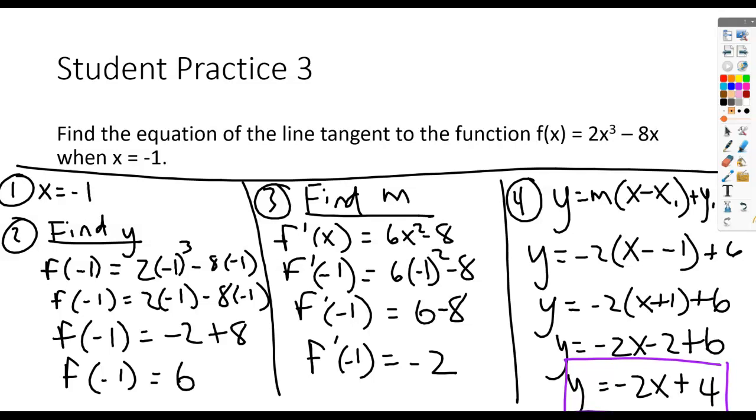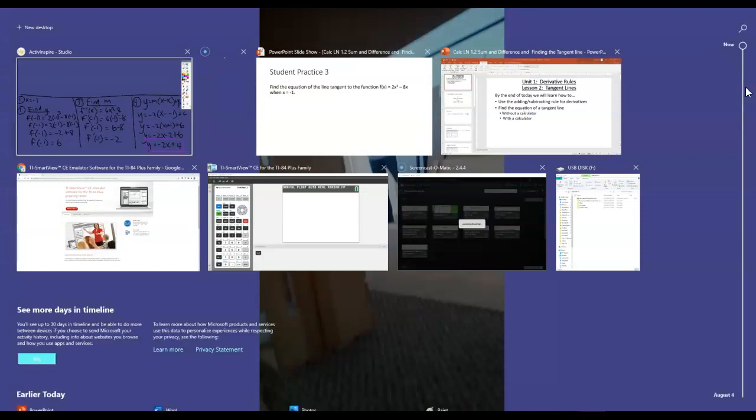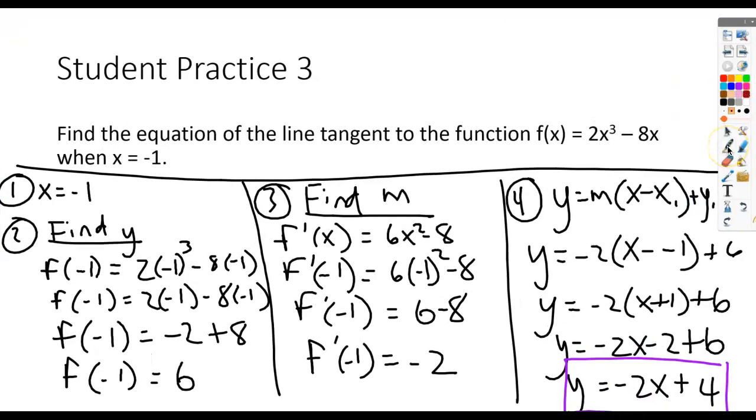So first of all, I identified the fact that x equals negative 1. That's the point of tangency. Next, we want to find our y value, so we plug negative 1 into the original function. You have to watch your order of operations. Negative 1 to the third power comes first. That's a negative 1. Then you do your multiplication. Negative 1 and 2 makes negative 2. Negative 8 and negative 1 makes positive 8. And then combining your like terms there gives you 6. So the y value is 6.